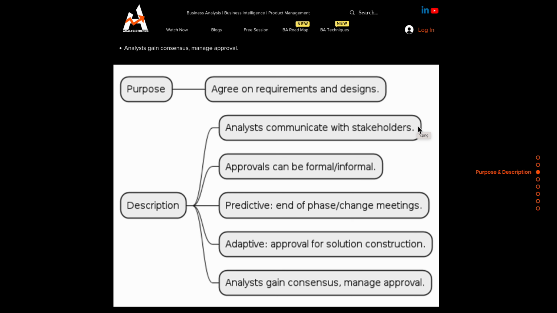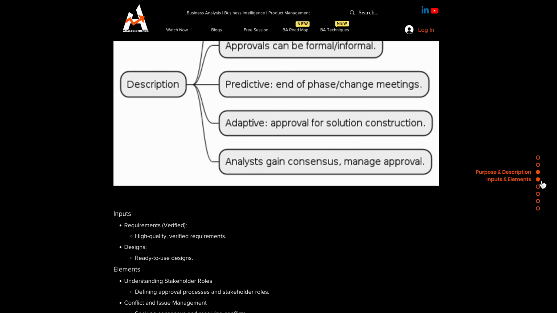Second thing is the analyst can communicate with stakeholders for approval. The approval can be both formal or informal. The approval can be at any time. It can be between changes or at the end of the phase, anywhere. The approval must be adaptive. Approval for solution construction, and again an analyst gains consensus and manages approval, and the business analyst should be very clear about getting approvals right.